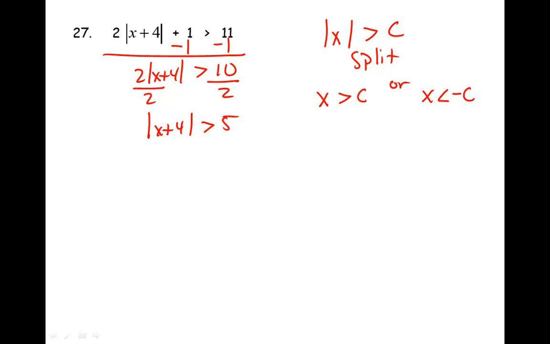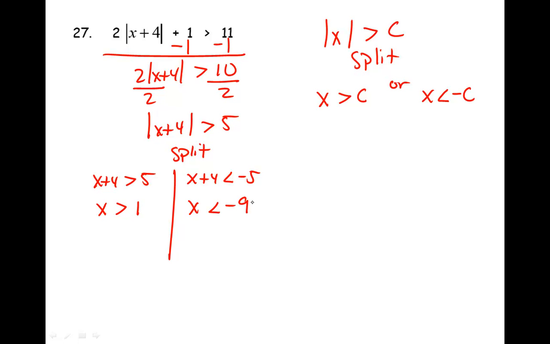So now that we've got the absolute value isolated, we want to split this as x plus 4 is greater than 5, or x plus 4 is less than negative 5. Then we would go ahead and solve for x, so we subtract 4 from both sides. And we would get that x is greater than 1, or x is less than negative 9.